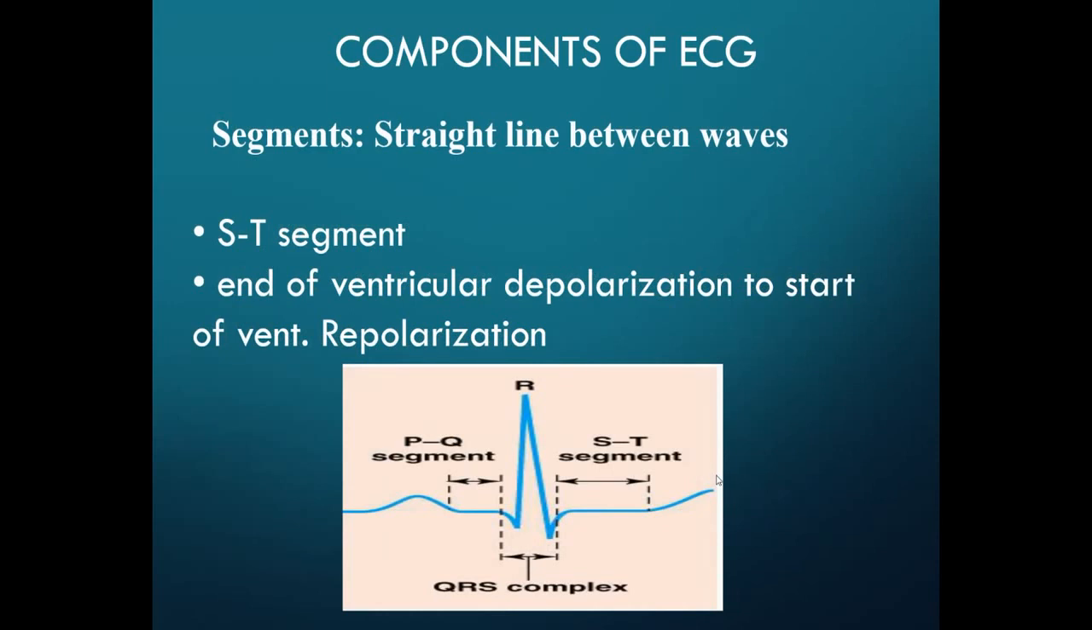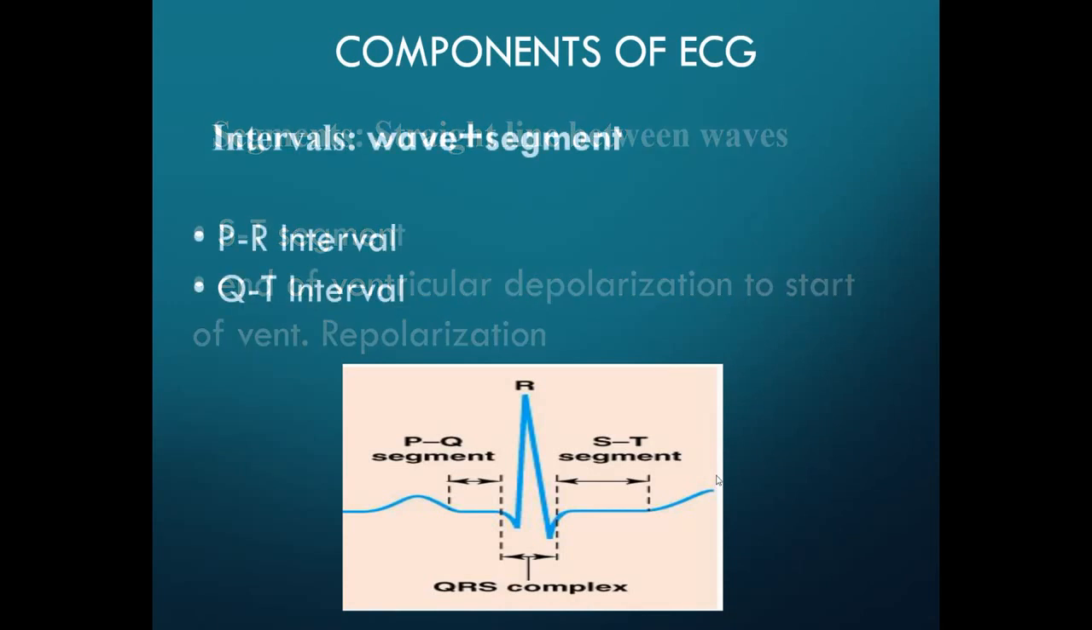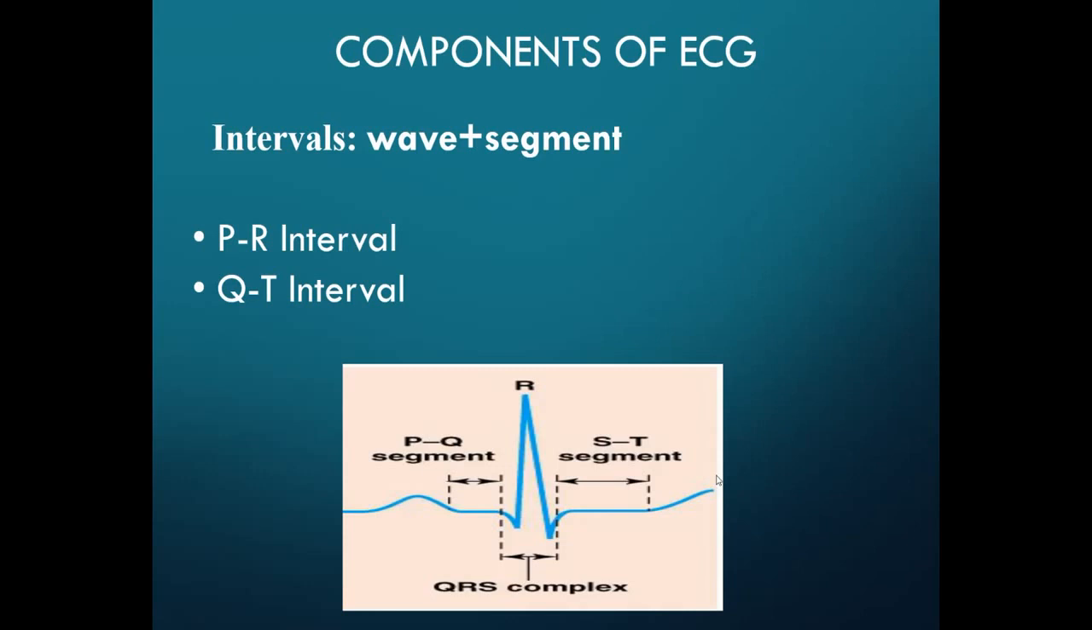Then there are segments. So what is a segment? It is a straight line between the waves. There is one segment called the ST segment. It is the end of ventricular depolarization and the start of ventricular repolarization. The last one is the intervals. Intervals are the addition of the waves and segments. There are two main intervals, the P to R interval, that is the PR interval, and the Q to T interval, that is the QRS and T interval.